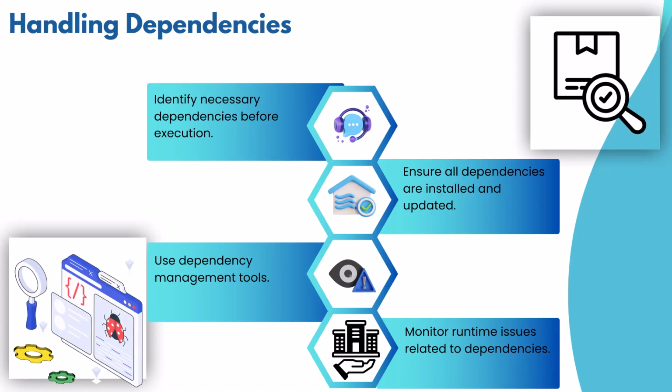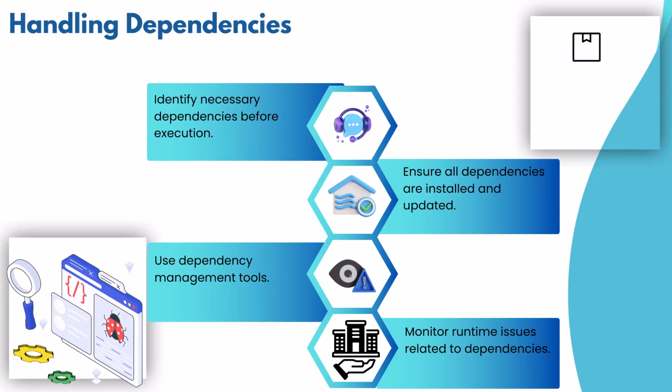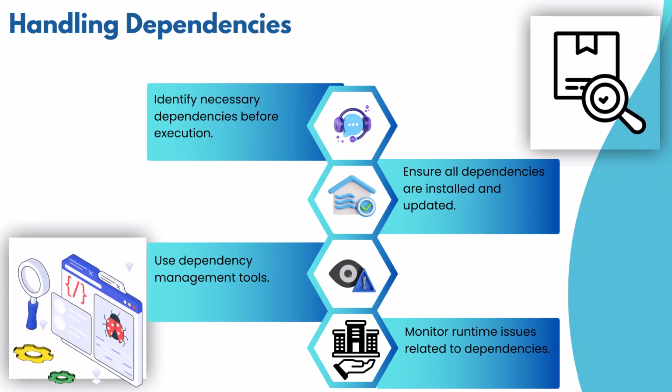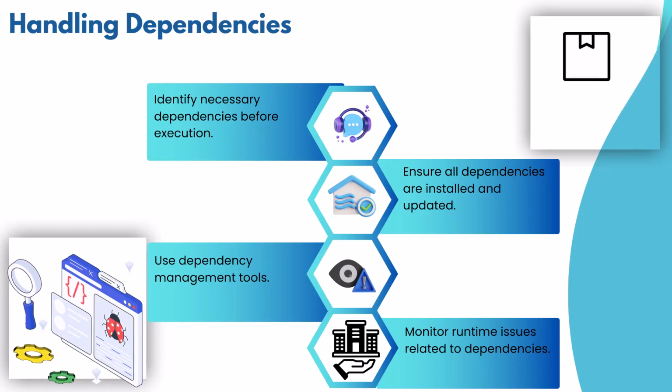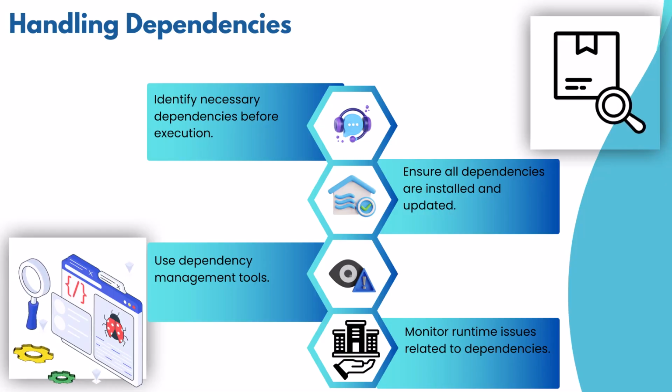Dependencies are like spices in a recipe. Miss one and you'll notice the difference. Identify them first so you're not scrambling last minute. Keeping them updated is crucial unless you enjoy mysterious bugs. Smart developers use dependency management tools. Trust me, manual tracking is asking for a headache. And don't forget monitoring, because when dependencies misbehave, they do it spectacularly.